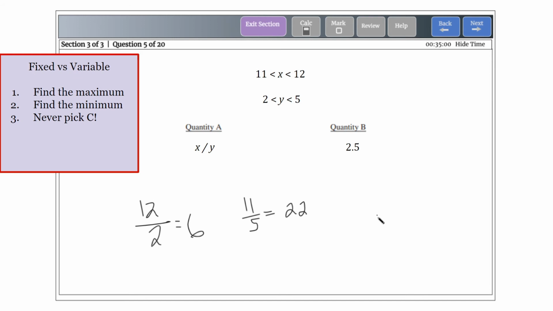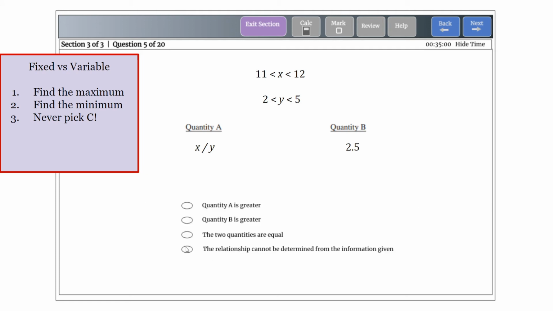So a way of thinking about this is we know that our quantity A ranges between 6 at the upper end and 2.2 at the lower end. And so of course quantity B fits inside of that range, and so our answer is definitely going to be D.